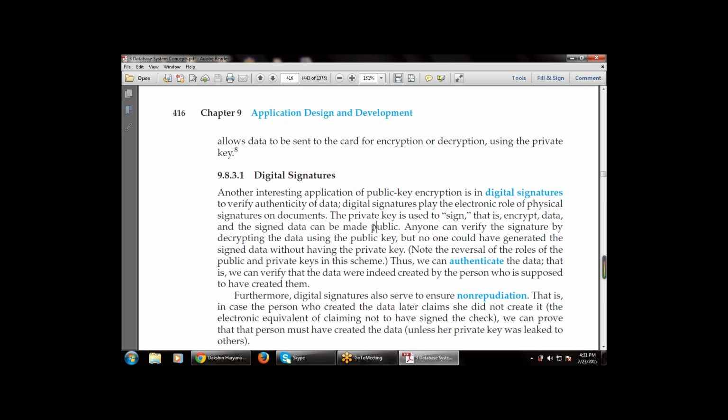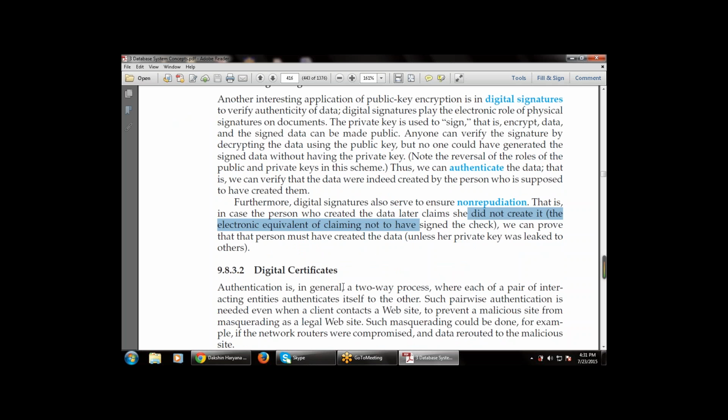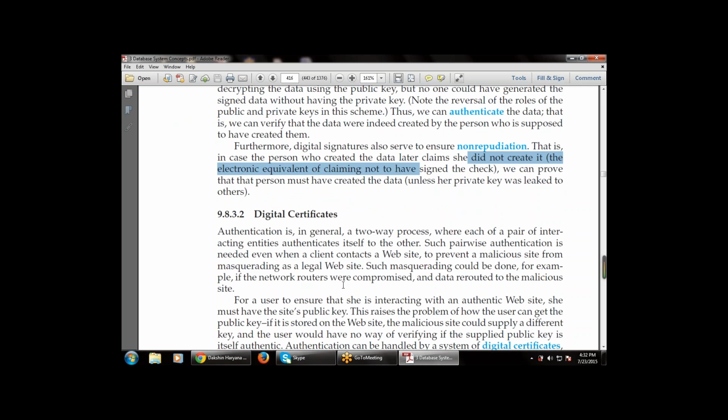So if there is a private key, there is a public key that is used. So we have to sign the data that is available with the private and the public keys. Furthermore, a digital signature also serves to ensure non-repudiation, in case the person who creates the data later claims that she did not create it. So we can prove that a person created the data, unless her private key was leaked to others.